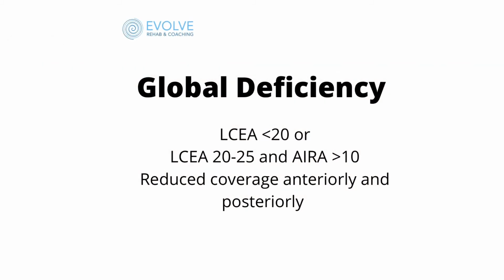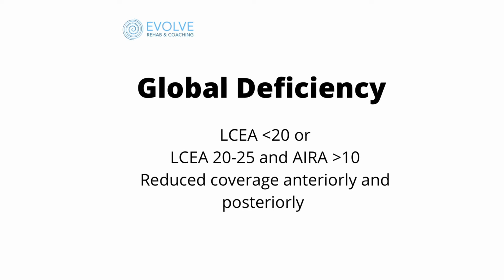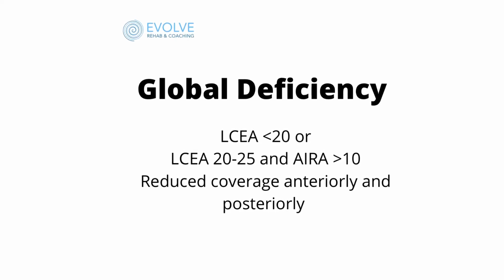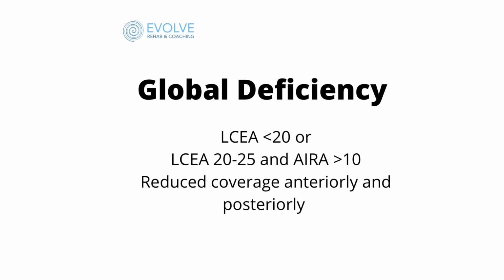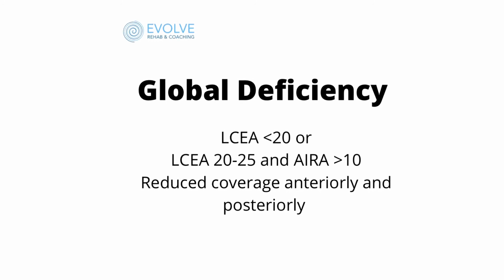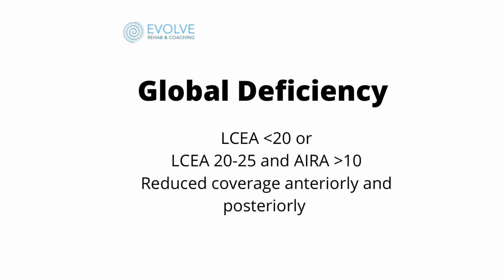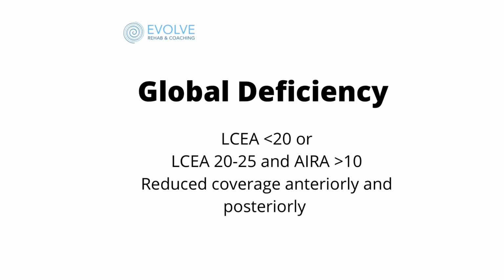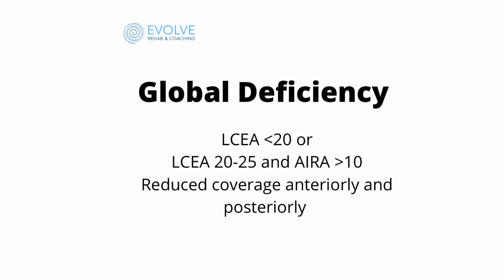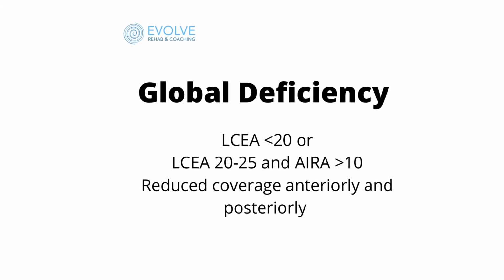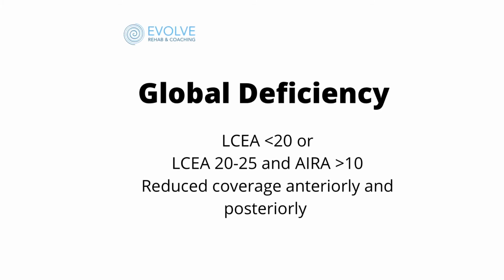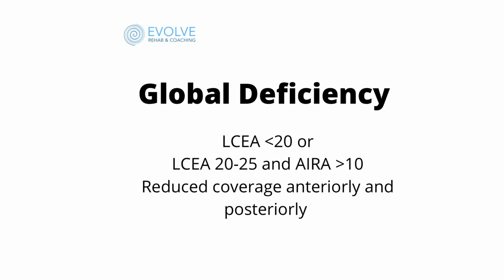And then global deficiency is just classic hip dysplasia, where you have reduced coverage anteriorly and posteriorly, and your lateral central edge angle is at least borderline, if not dysplastic, and your anterior head index is also in the dysplastic range. So you're really getting it all here.